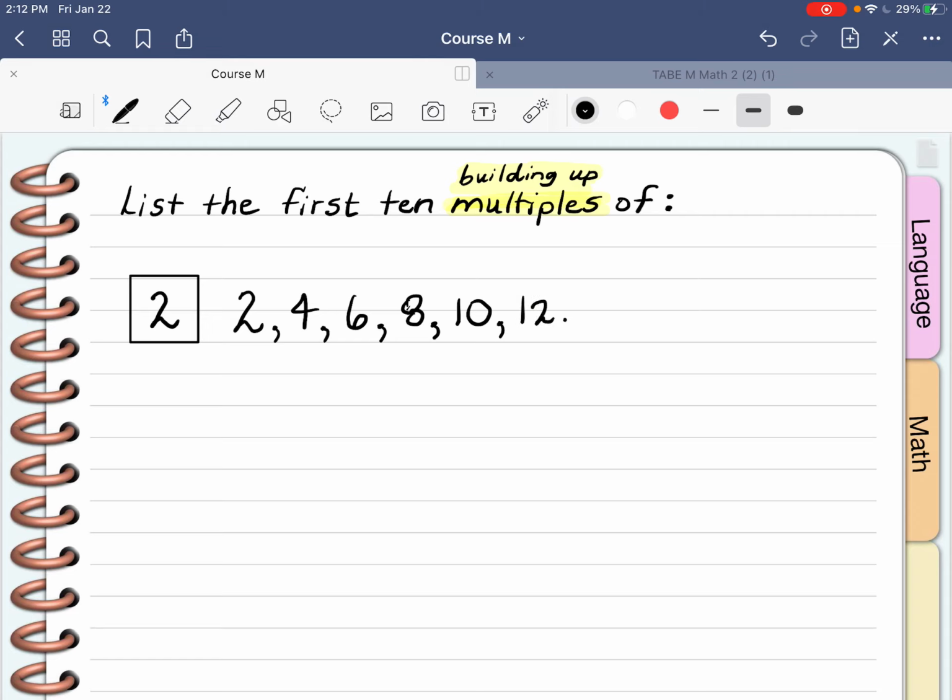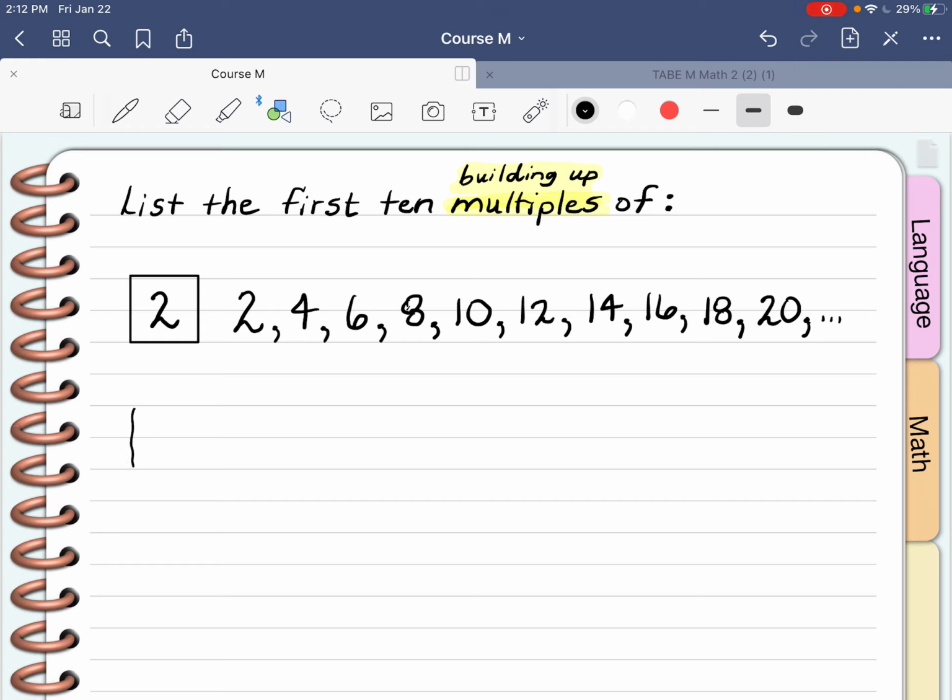12, 14, 16, 18, 20. And then I'm going to use an ellipsis to show that that list could keep going. I was just instructed to do the first 10 multiples of the number 2.